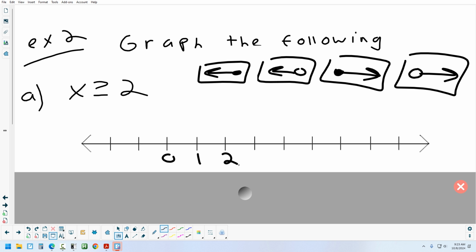Okay, so what kind of circle do we need on this one? Closed on what number? 2. And which way do I shade? To the right, right? Everything that's greater than or equal to 2. So shade to the right. Is that an unbounded or bounded interval? That's unbounded because there's an arrow. It just keeps going forever. It never stops. It's unbounded. Yep. So inequality, graph.